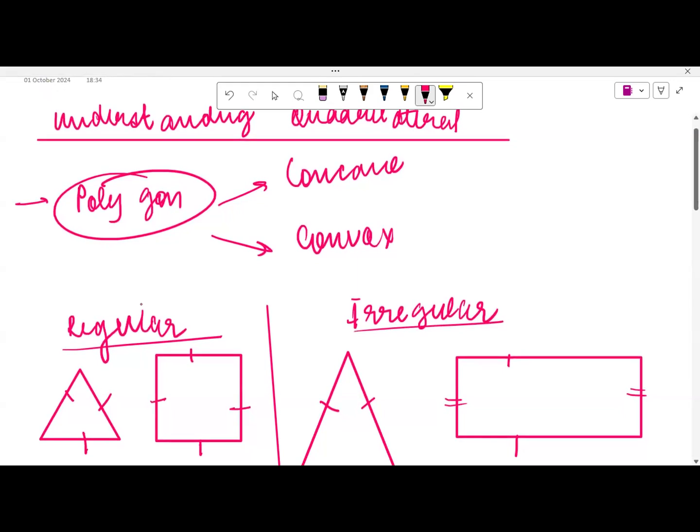Basically, we have a polygon. A polygon is a closed figure. Please put on your camera. A closed figure with more than two sides is known as a polygon. There are two kinds of polygon: a concave polygon and a convex polygon.